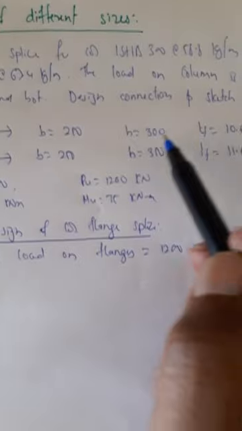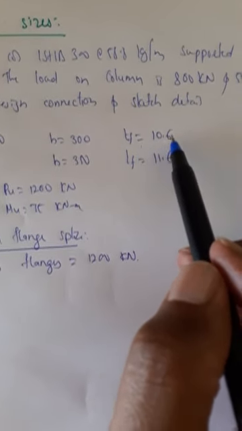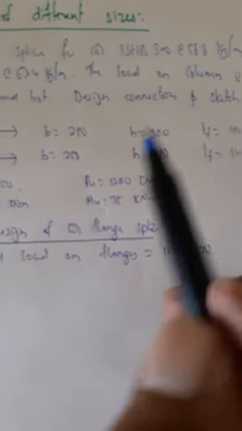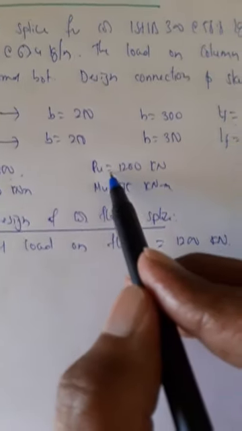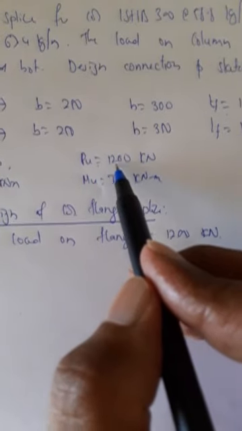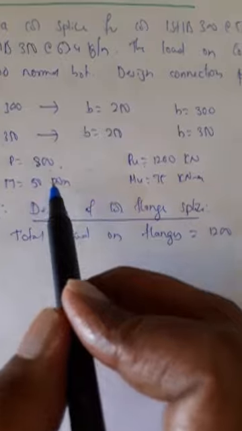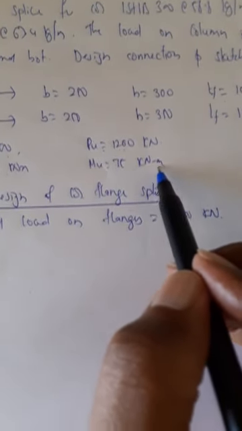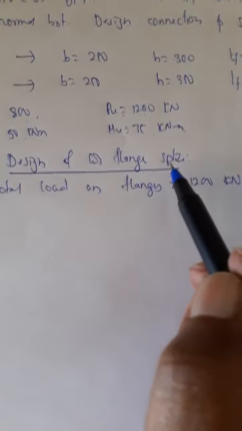So B is 250, 300, 350. Thickness of flange TF 10.6 and 11.6. So we are given loads. P is 800 kilonewtons, PU factored load or ultimate load 1200 kilonewtons, moment M 50 kilonewton meters, MU 75 kilonewton meters. First step, design of column splice.